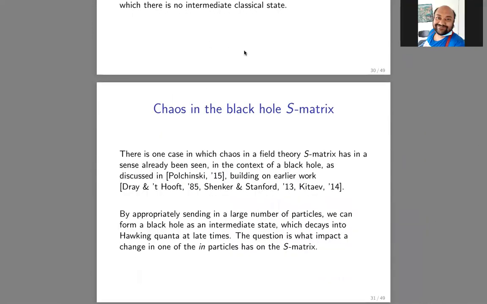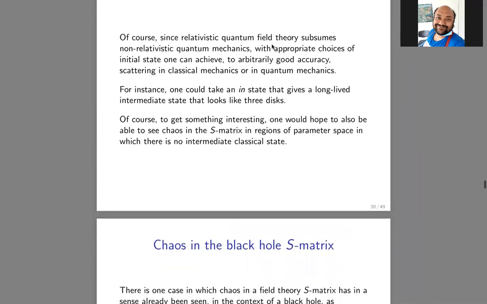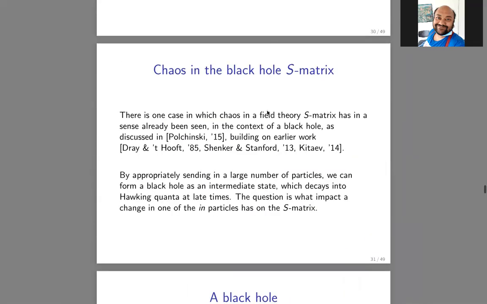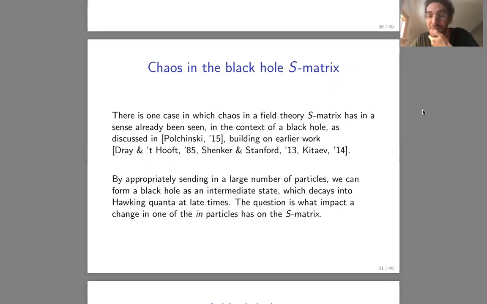But there is a proposal of calculating the black hole S matrix. There is an old paper by Polchinski, probably. Yes, that's my next slide. So this proposal was fairly broad.